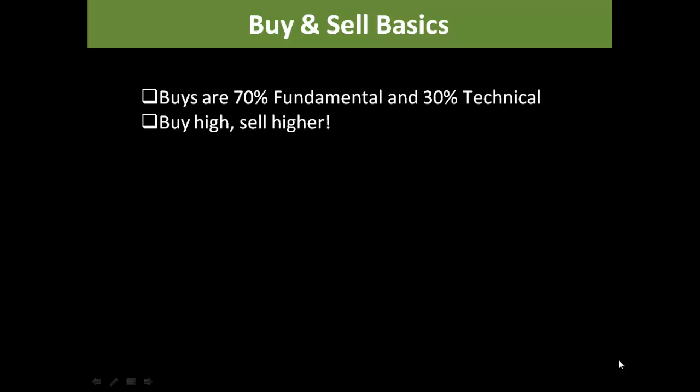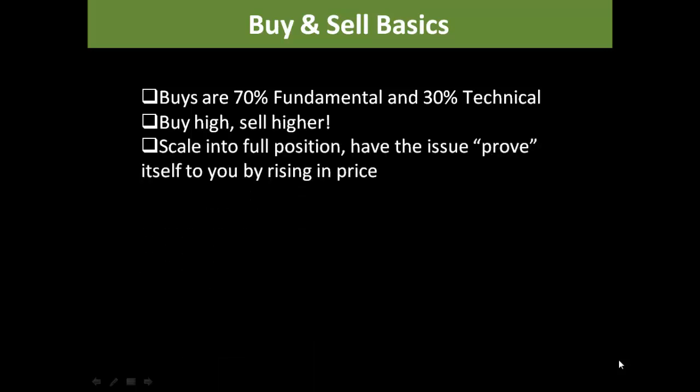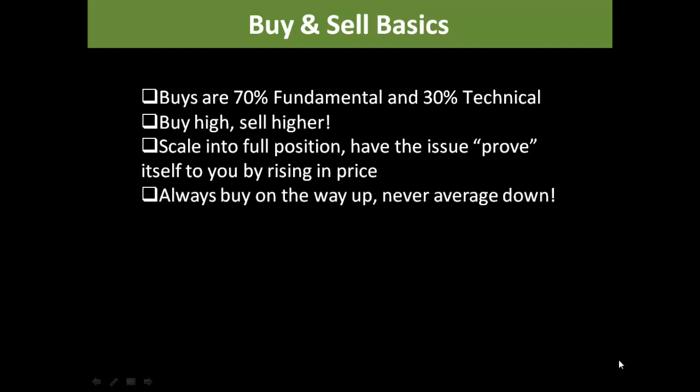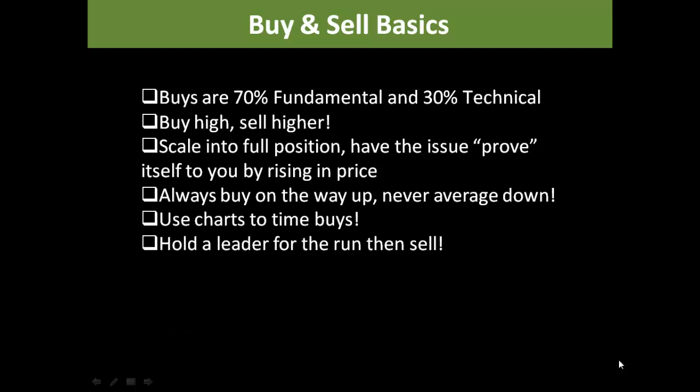We want to sell high and buy high. We want to scale into our positions. We'd like to have the stock prove itself to us. So as the price rises, it's saying, I'm behaving, so you can buy more. Always buy on the way up, never on the way down. We're going to use the charts to time our buys, because you can have a great stock, but if the timing's off, you can still lose money.